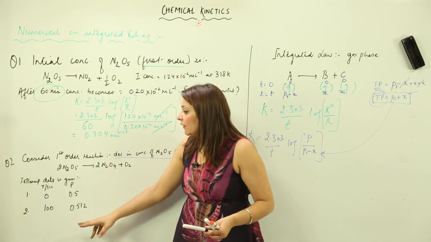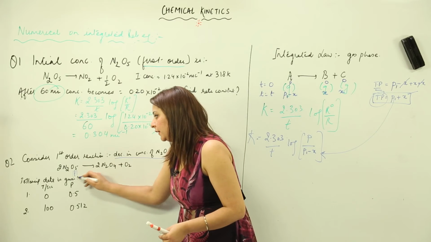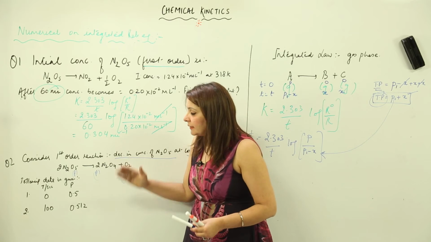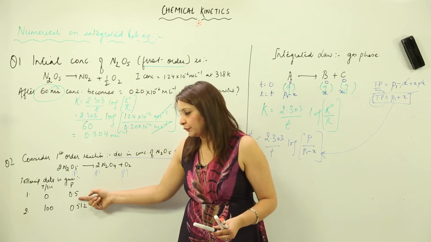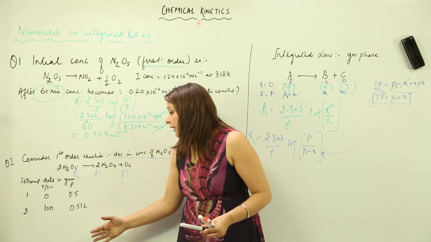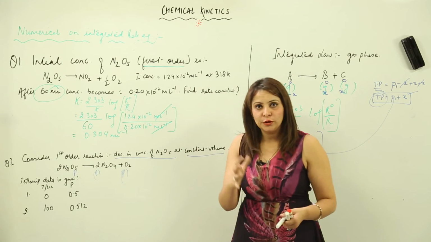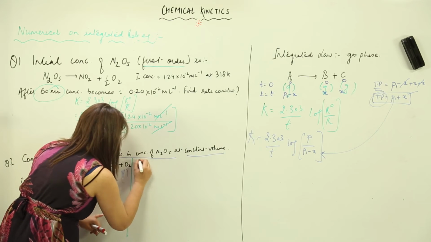They say that when the time is 0 seconds, the pressure of N2O5 is 0.5, and these are all gases, I think I don't need to mention but I am writing it for you. When the time increases to 100 seconds, the total pressure becomes 0.512. So let us take the total pressure expression first. I am writing the equation again.